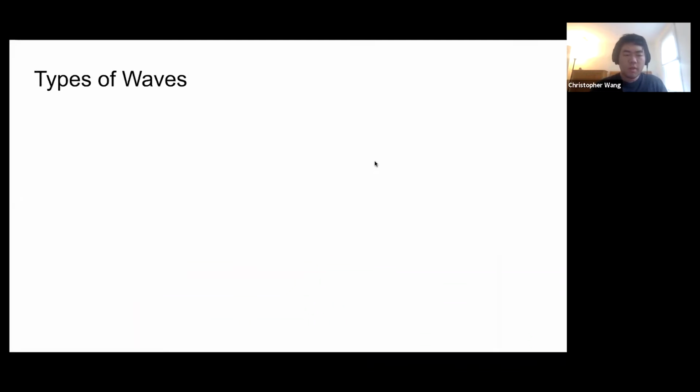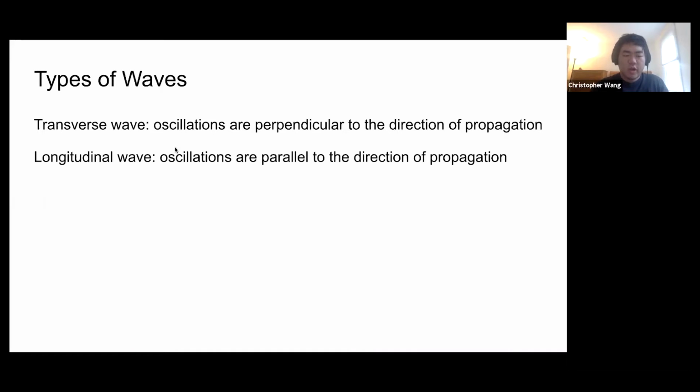And so there are different types of waves. There are two main types of waves. One is a transverse wave, where the oscillations are perpendicular to the direction of propagation, and one is a longitudinal wave, where oscillations are parallel to the direction of propagation.